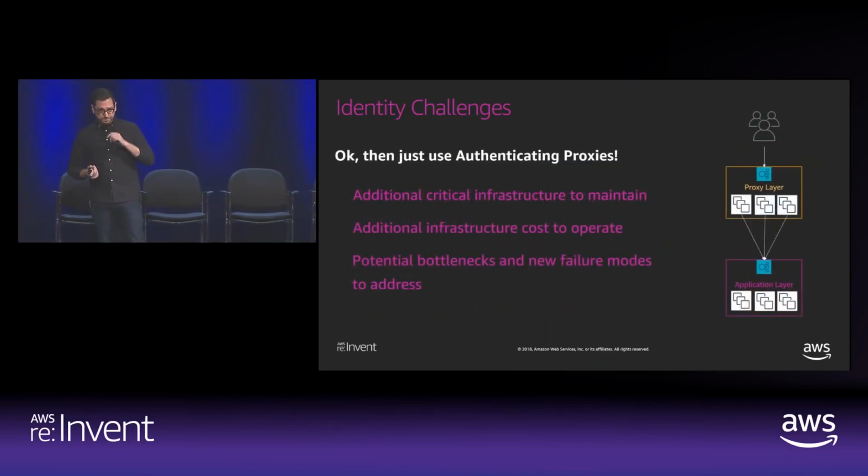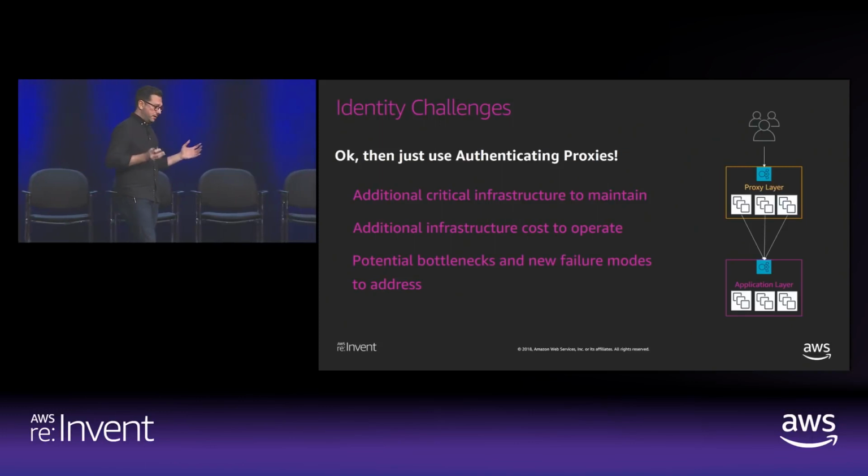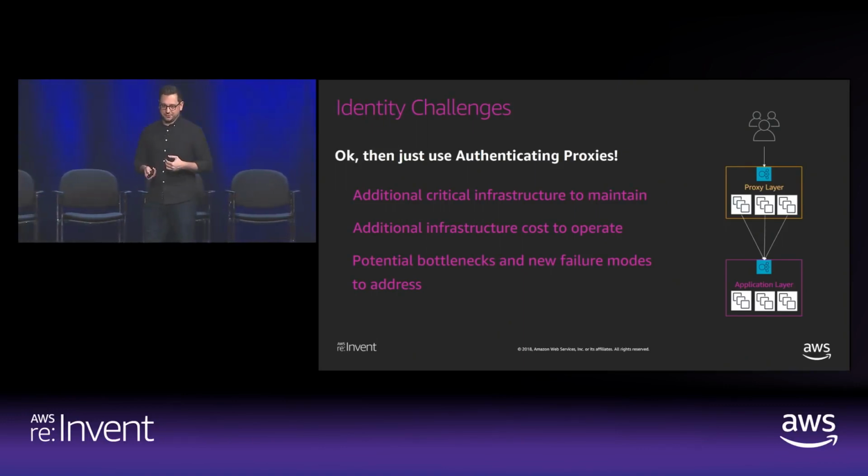So other options. We could use authenticating proxies. This is actually a pretty popular pattern, and it works really well. It does move that responsibility further up the stack and away from your application layer. However, it also has some trade-offs. It creates an additional layer of critical infrastructure you need to maintain. Now, that means additional cost, complexity, failure modes. Your application's only as good as that authentication proxy layer. Lots of bottlenecks, lots of room for things to go wrong. So it makes things easier for the developers, but doesn't really make things easier for us.